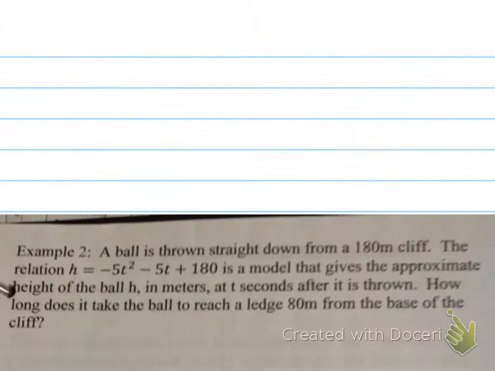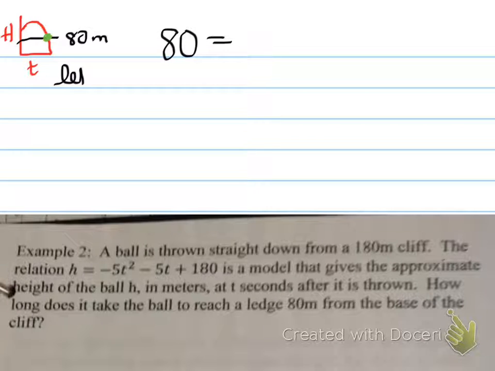All right, let's look at another problem. Here's a word problem. A ball is thrown straight down from a 180-meter cliff. The relation h equals negative 5t squared minus 5t plus 180 is a model that gives the approximate height of the ball h in meters at t seconds after it is thrown. How long does it take for the ball to reach a ledge 80 meters from the base of the cliff? Well, for that to be the case, we need to be able to visualize what's happening here. So this is a ball being thrown, and we want to know when it reaches the 80-meter ledge right here. So to do that, we need to let h equal 80.